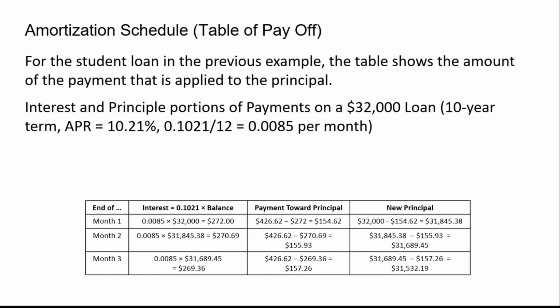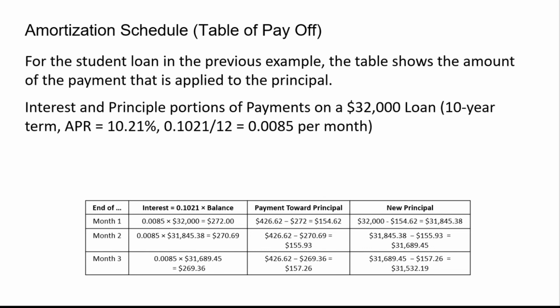Amortization schedule, often called the table of payoff. For the student loan in the previous example, the table shows the amount of payment that is applied to the principal. Description of the table. The table consists of 4 rows and 4 columns. The first row is used to label the columns. First row, first column is titled End of, followed by Month 1, Month 2, and Month 3. The second column is titled Interest, and that is equal to 0.1021 times the balance of your loan. The third column is titled Payment Towards Principal, and the final column is titled The New Principal.